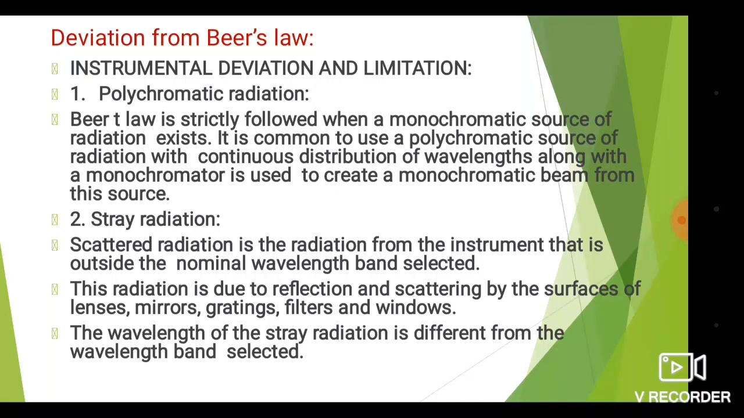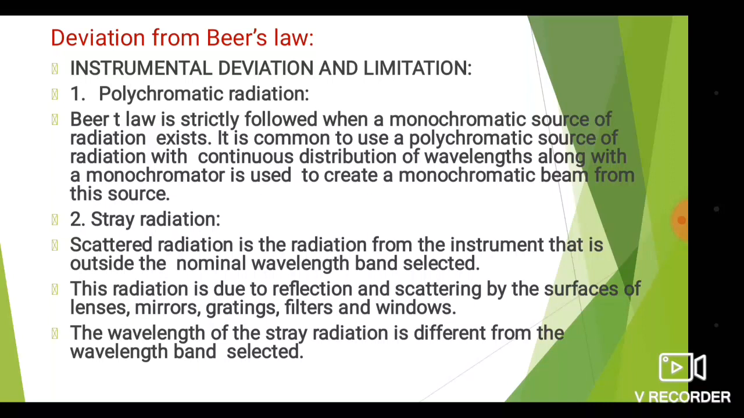Polychromatic radiation means the radiation contains more than two wavelengths. Beer's law is strictly followed when a monochromatic source of radiation exists. It is common to use a polychromatic source of radiation with continuous distribution of wavelengths, along with a monochromator to create a monochromatic beam from this source. So if you are using polychromatic light, it is necessary to use the monochromator to get the monochromatic light. Instrumental deviation occurs if we do not use monochromatic light or a monochromator.